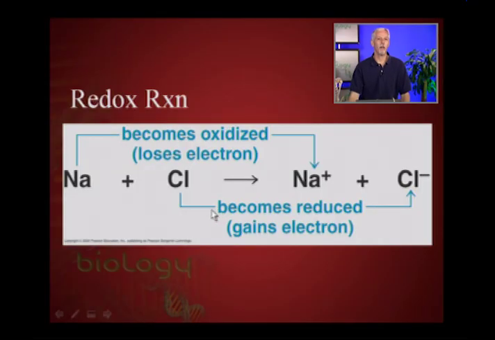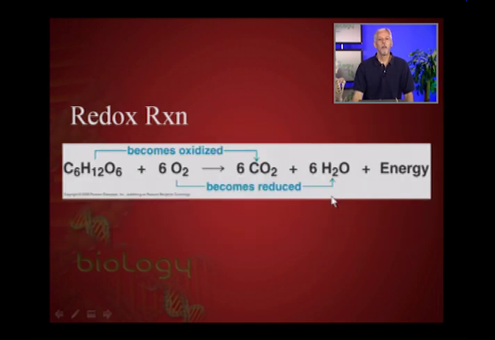Even something like an ionic bond involves oxidation and reduction. You may recall that sodium will give up electrons to chlorine. So sodium gives its electrons to chlorine, so sodium is oxidized in that process. Chlorine is reduced in that process. We can also look at hydrogen. If we look at the carbon-hydrogen combination here, we have carbon-hydrogen on this side and carbon-oxygen on this side. So the carbons are being oxidized. Oxygen picks up hydrogens to form water, so oxygen is reduced in this particular reaction.